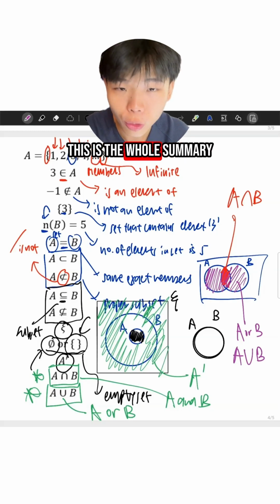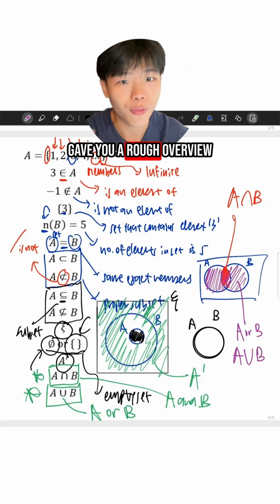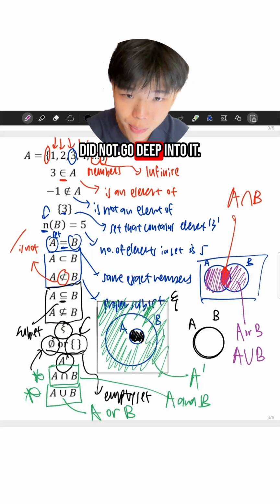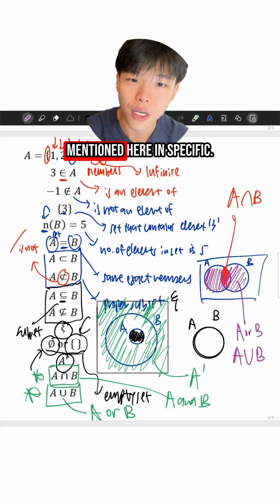So basically, this is the whole summary of the whole Set 4 Emath Chapter 1. And I basically gave you a rough overview of it. But of course, we did not go deep into it. We did not discuss the specific questions. We also did not discuss each concept that I mentioned here in specific.